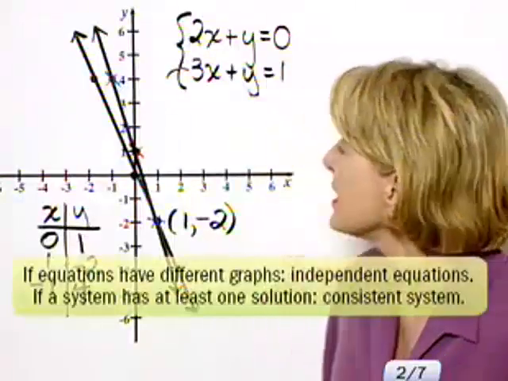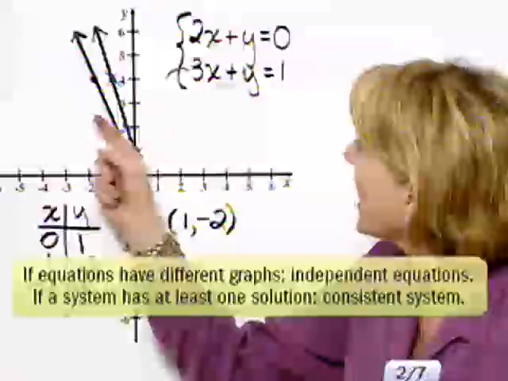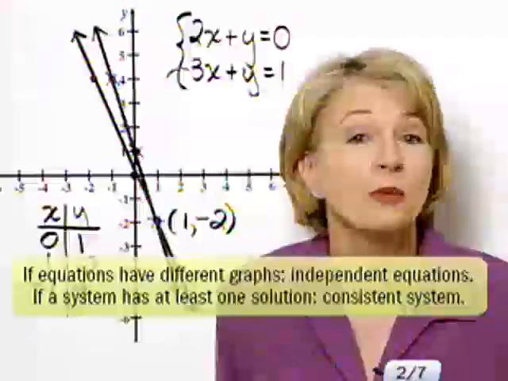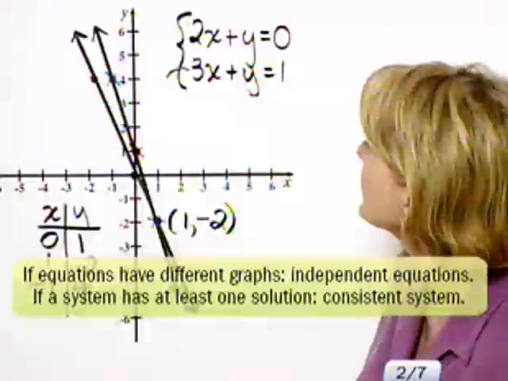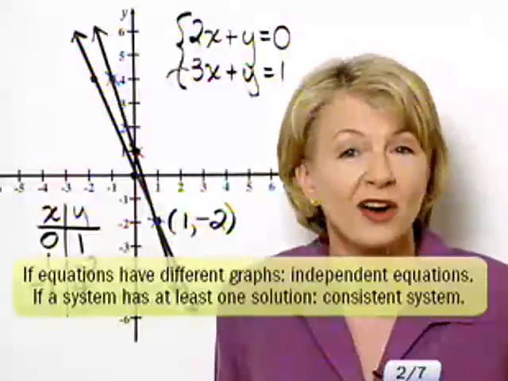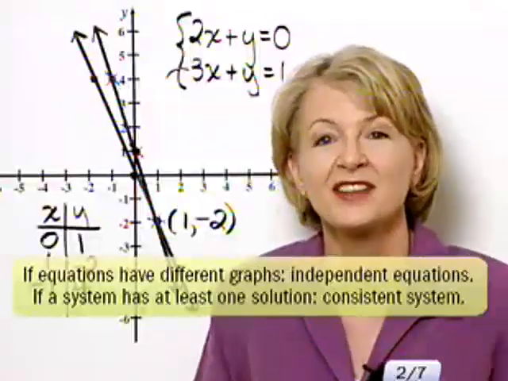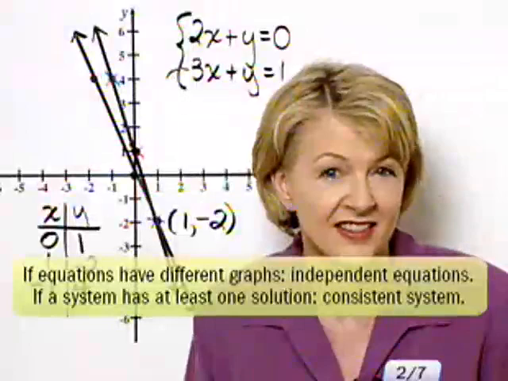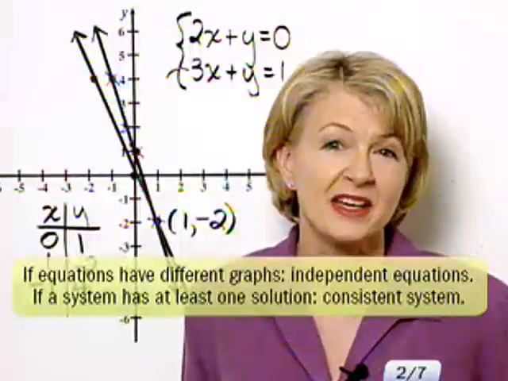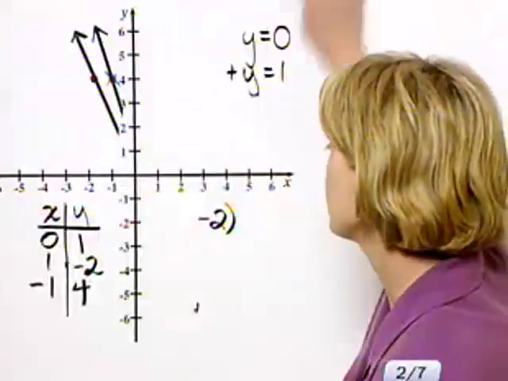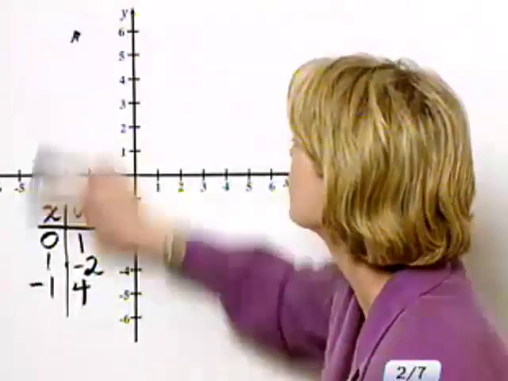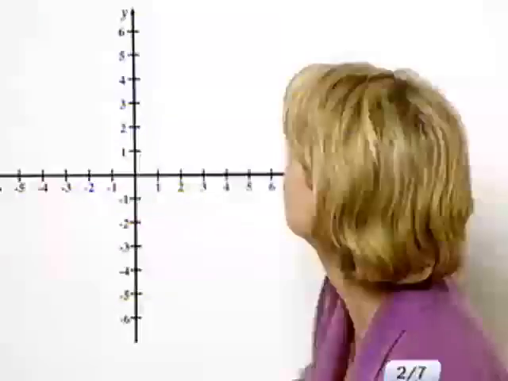By the way, if equations have different graphs, we call these independent equations. And if a system has at least one solution, we call it a consistent system. So this is a consistent system, and we happen to have independent equations. Let's now look at another system of linear equations in 2 variables.